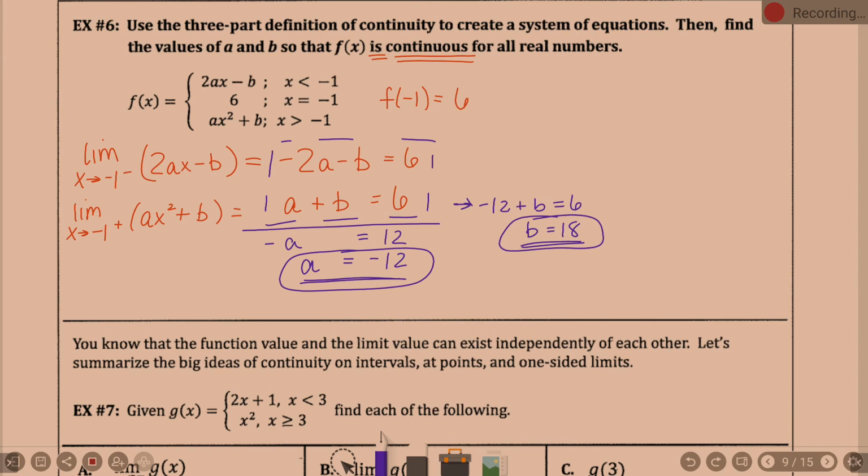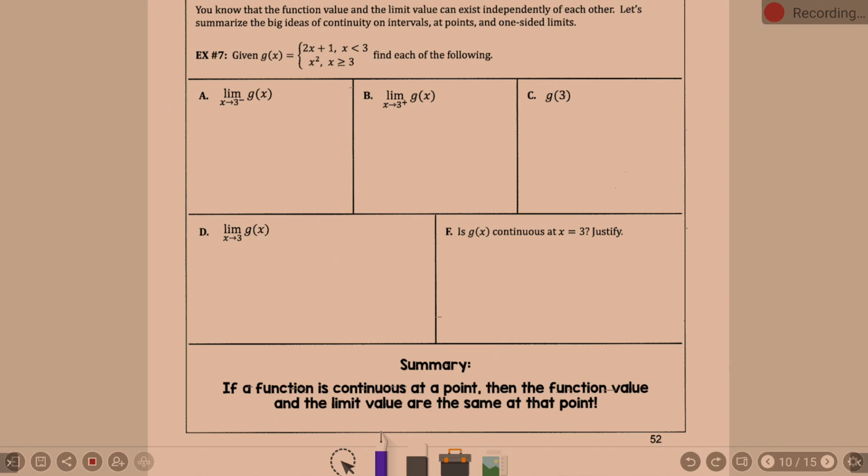You know that the function value and limit value can exist independently of each other. Let's summarize the big ideas of continuity on intervals, at points, and one-sided limits. Number 7 real quick. Given g of x, find each of the following. As x approaches 3 from the left of g of x, what is that limit? 7. Yes, 7 makes sense.